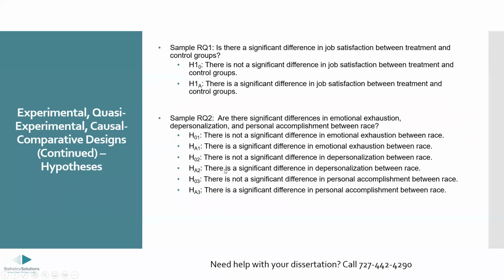Here we have the hypotheses. Again, you have a null and alternative, same idea. You can see in sample question 2 here, we have 1 overarching question, but we branched the hypotheses into 3 because we need to look at each factor on its own. You're going to have a separate p-value when you do a MANOVA: a separate p-value for emotional exhaustion, a separate p-value for depersonalization, and a separate p-value for personal accomplishment. So it's good to split them up.